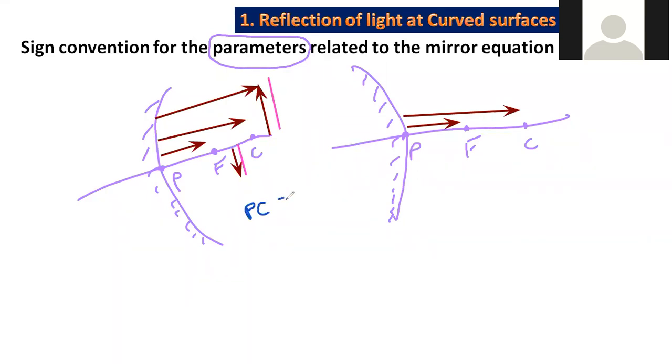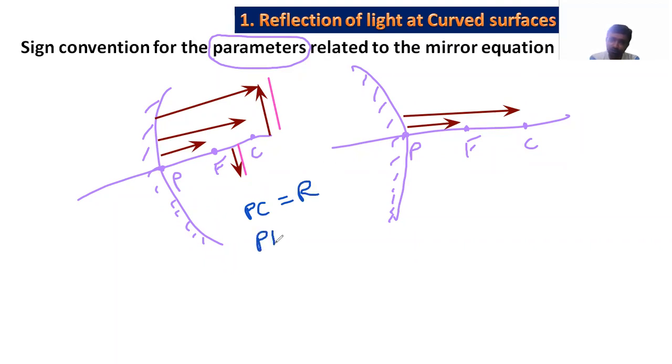PC equal to the distance called as radius of curvature. Pole to the focus, focal length, right? Pole to the object is object distance. Pole to the image is image distance V. Then O dash is the object.